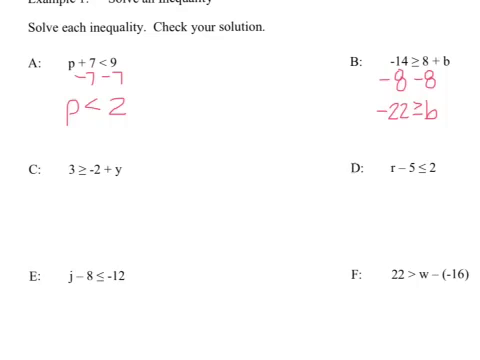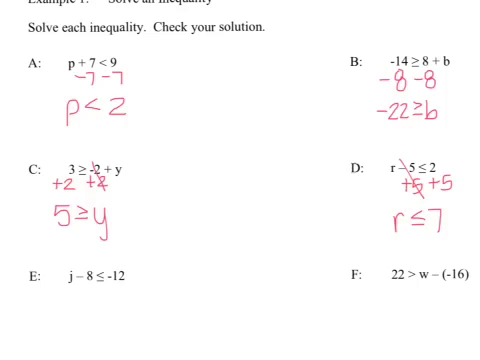Letter C, we have 3 is greater than or equal to negative 2 plus y. So we need to get rid of that negative 2, so we must add 2 to both sides. 3 plus 2 is 5. Keep the inequality sign, the 2's are gone, and we're left with y. Same idea for D. So we have r minus 5 is less than or equal to 2. So add 5 to both sides. That's gone, so r is less than or equal to 7.